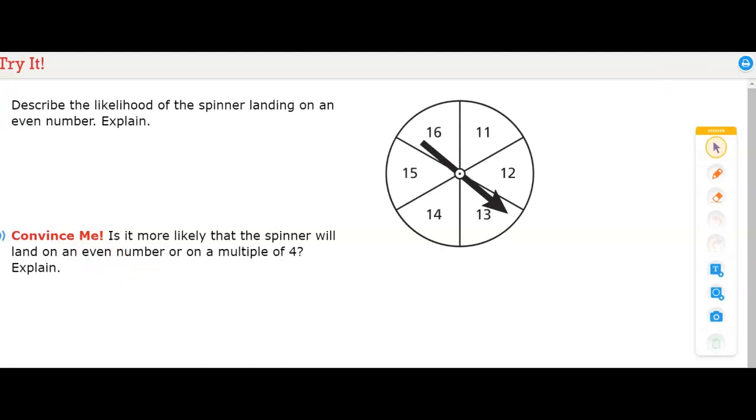Describe the likelihood of the spinner landing on an even number. Explain. If you look at the spinner, the even numbers are 16, 12, and 14. There's 3, and then there's 11, 15, and 13, which are odd numbers. So that's half and half, 3 and 3 of this spinner. So half of the spinner is the odds, half is even. So it's neither likely nor unlikely that you'll get an even number.